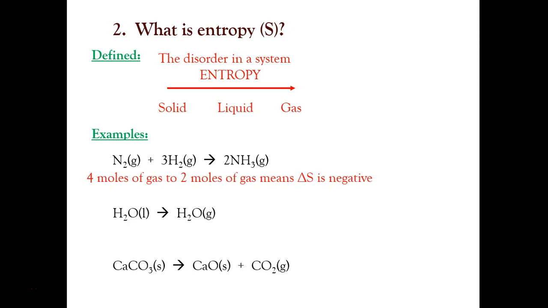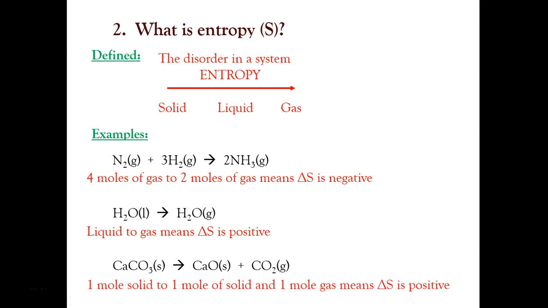In the first example, the synthesis of ammonia, everything is a gas. But one way that I can tell that entropy is decreasing is that on the reactant side, I have 4 moles of gas going to 2 moles of gas. So that means this system is becoming more ordered, and the sign of delta S, the change in entropy, is negative. Now, for the next example, liquid water going to gaseous water, I have just a change in state of matter. So entropy is increasing because it's going from liquid to gas, so it's more disordered. And then in this last example, I have a solid decomposing to a solid and a gas. So again, we have an increase in entropy.